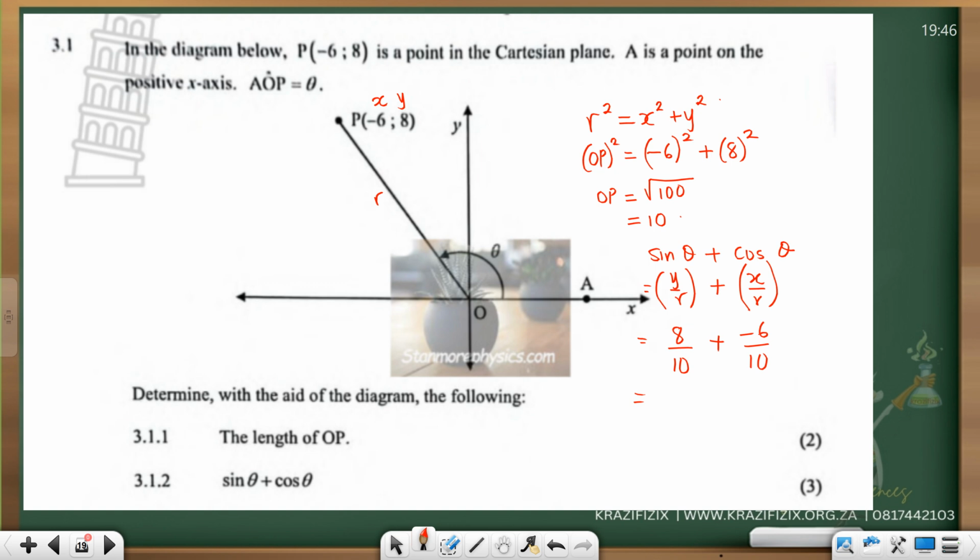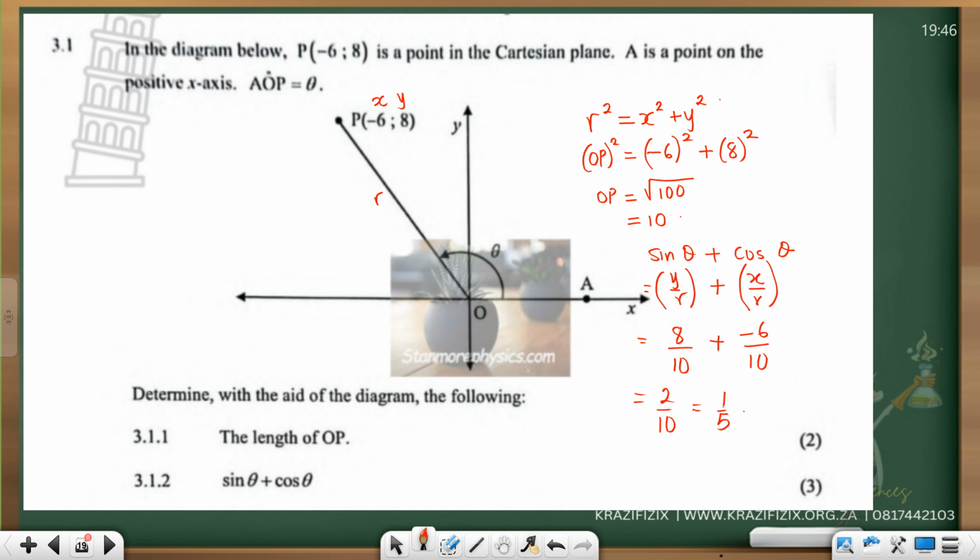What is 8 minus 6? 2. 2 over 10. And what is 2 over 10? 1 over 5. Check. It is as simple. So the idea, again, it's your X, your Y, and your R. Then you remember that sine theta is Y over R, cos theta is X over R, tan theta is Y over X. Just those basic things, you will be okay.